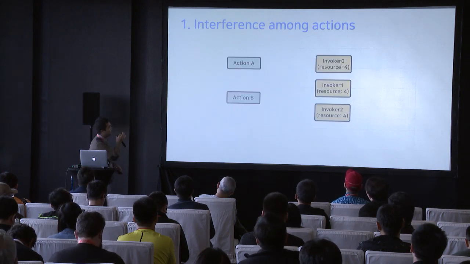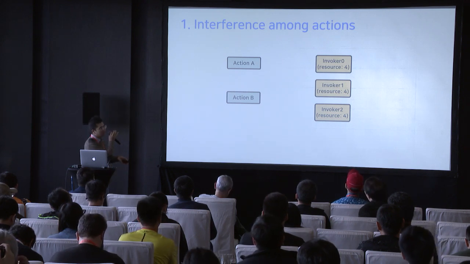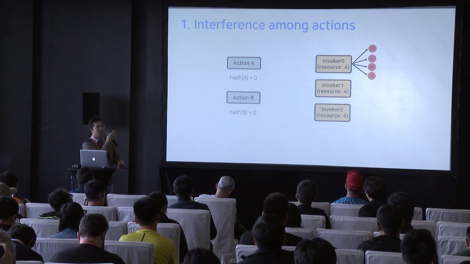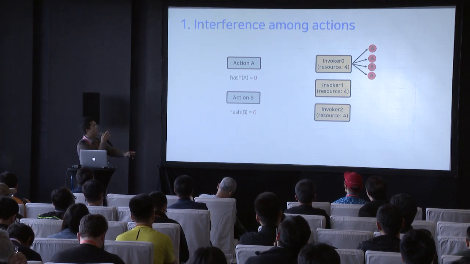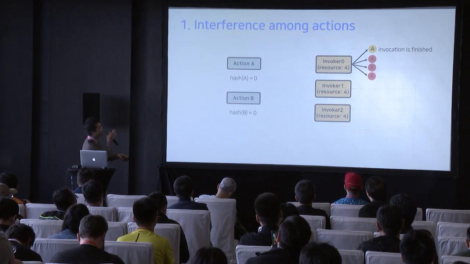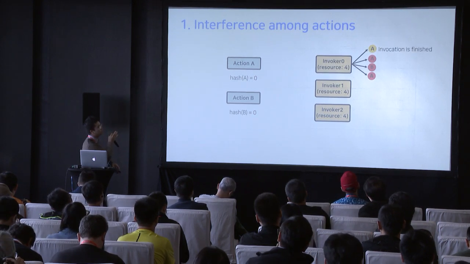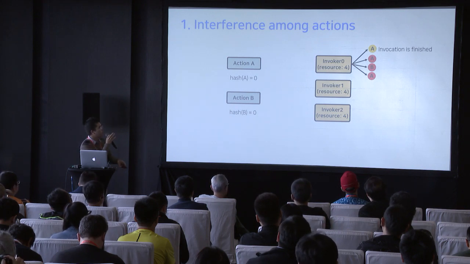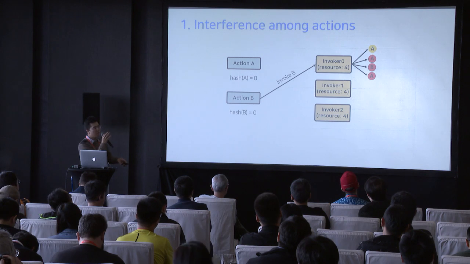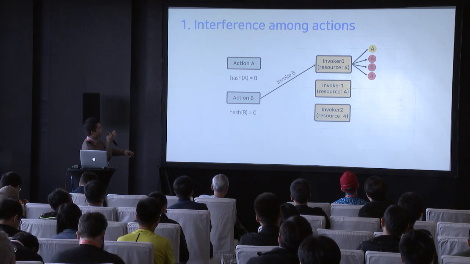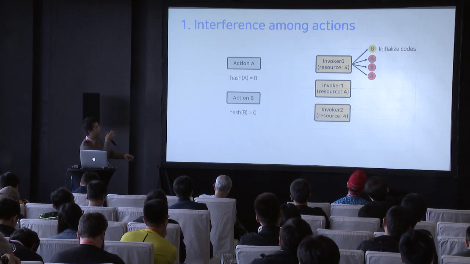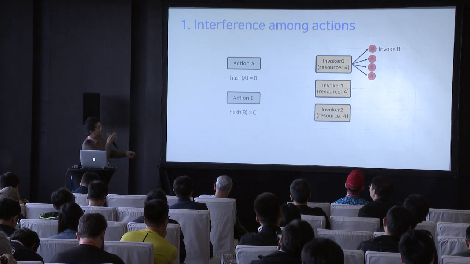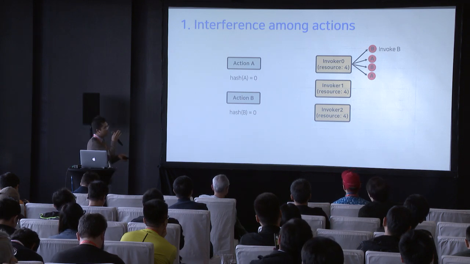The first reason is that there is some interference among actions. Let's say we have two actions which have the same hash value, so they have the same home invoker, and now this home invoker has four containers. At some point, one of the containers of A finishes its job and becomes warmed, but here comes the invocation of B. What will happen? There will be a deletion, then container creation, initialization, and finally execution. So this is a typical bad cold start.